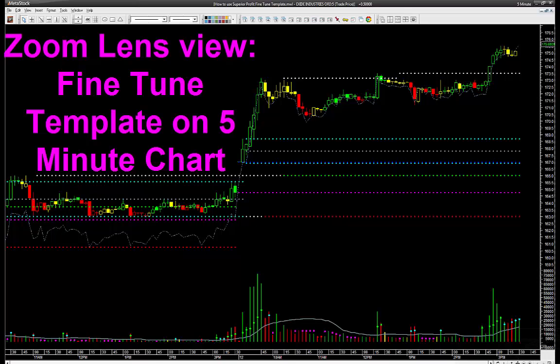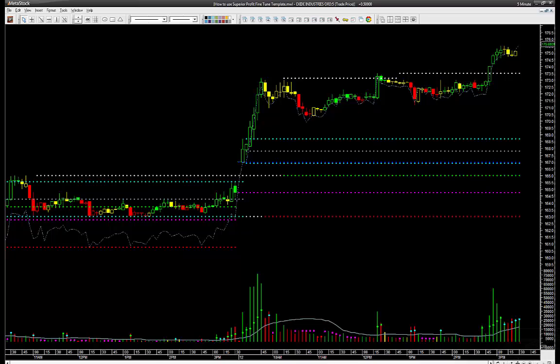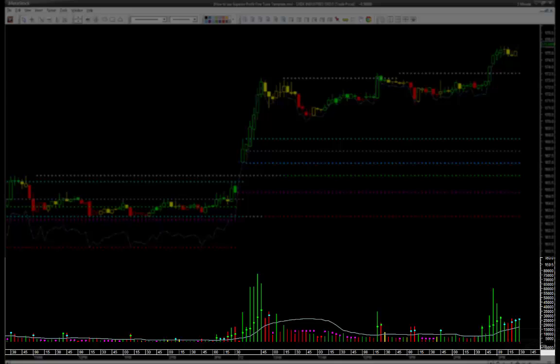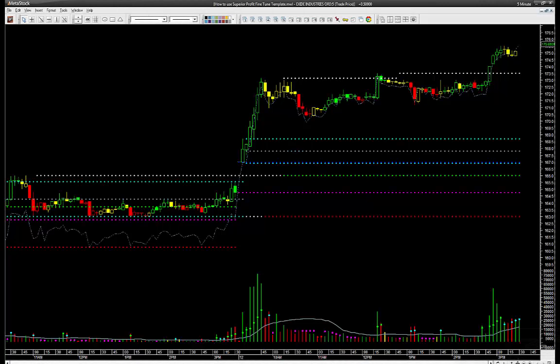Here we see Exide through Fine-Tune 5-minute chart. This is our zoom lens. First, we will look at the signals on the template and understand what they represent. At the bottom panel, we have activity. You may watch our tutorial on Hopon template to get detailed insight on the colors and dots that you see on the activity bars. For now, let us concentrate on the upper panel.